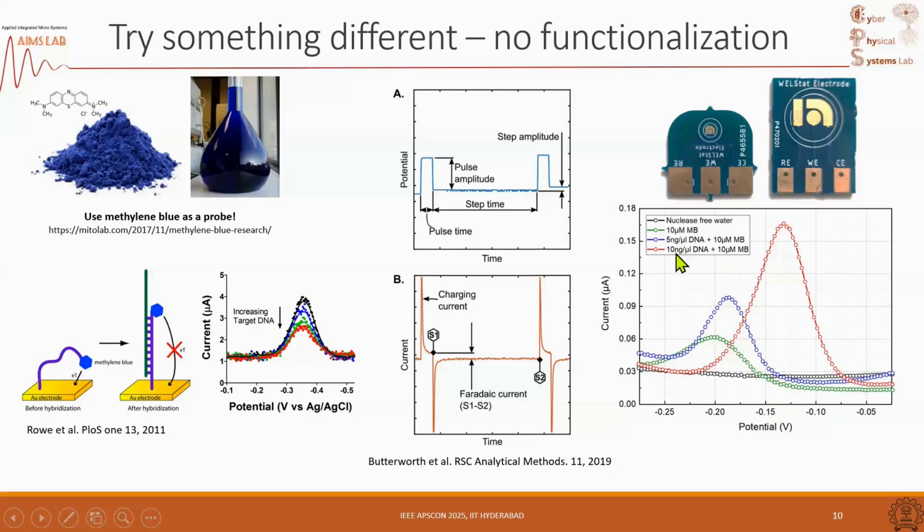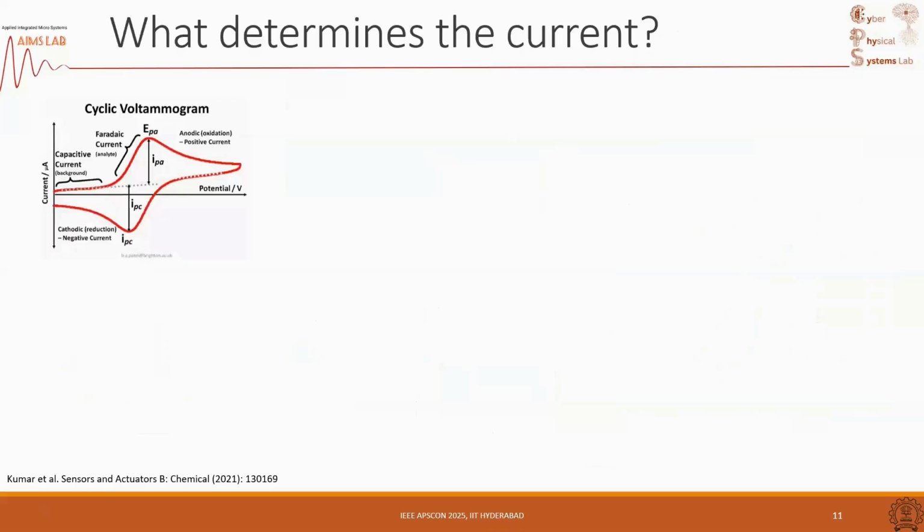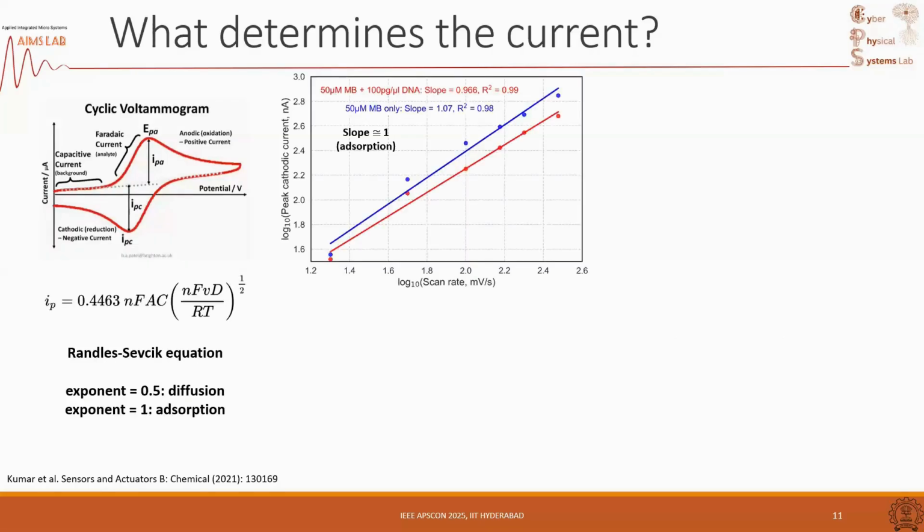You see the current actually increase. So this was a bit surprising. So we were thinking what could explain this. We don't, of course, have any functionalization of the electrode. So we realized that this was happening due to adsorption.